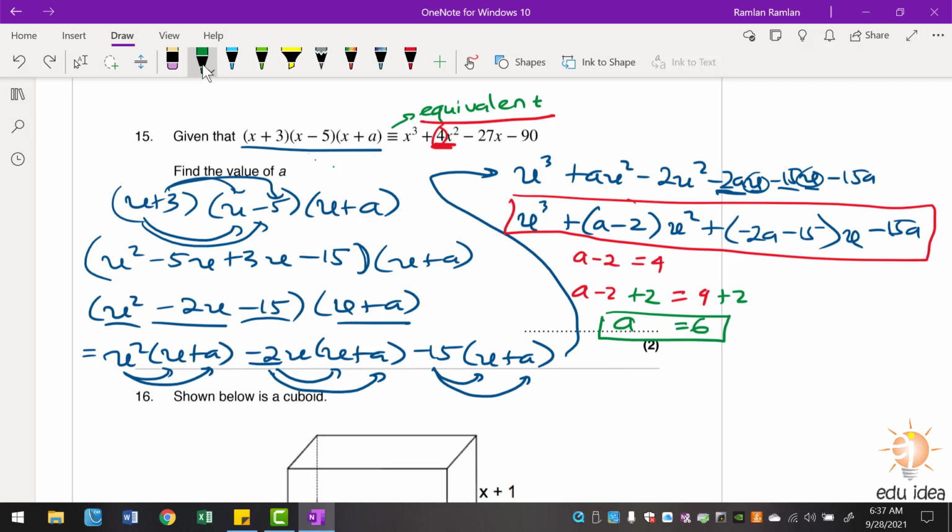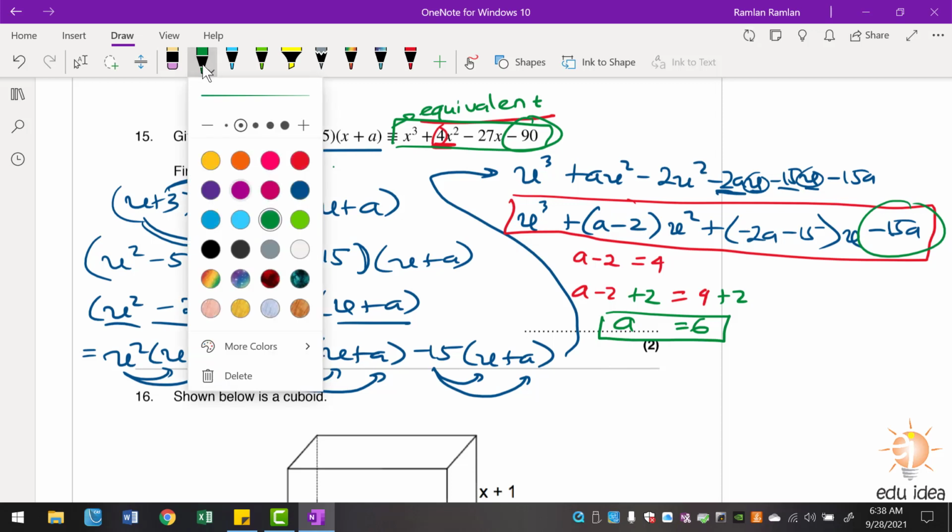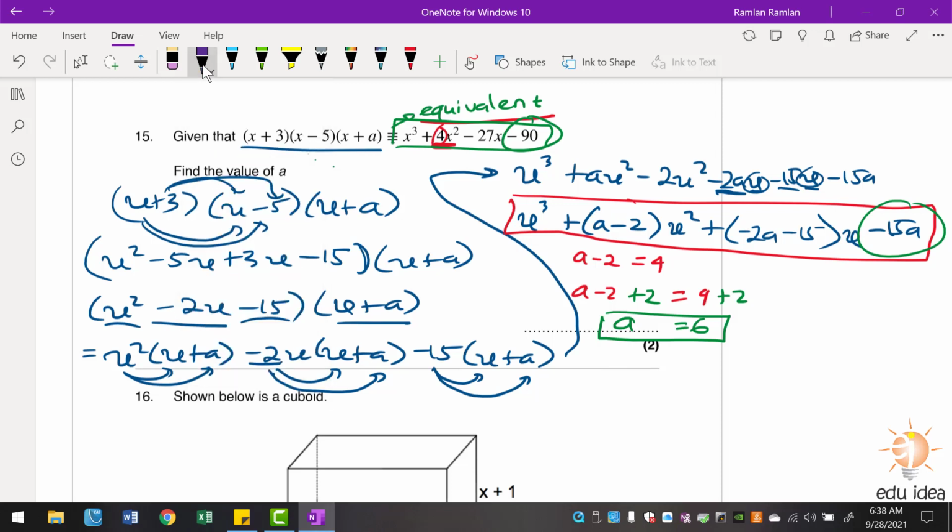So let's do that. Okay, I'm going to pick this one over here. This one doesn't have any x. So the one that doesn't have any x is this guy, minus 90. Remember, the minus is part of the 90, so it's minus 90. Which means if I rewrite that again, minus 15a will be equal to minus 90. So that makes sense, right? Minus 15a is going to be equal to this guy, because this one and this one don't have any x. So I'm going to write it down like this.